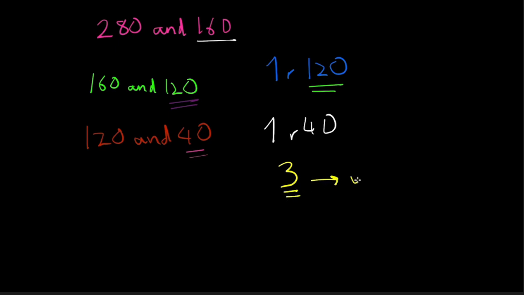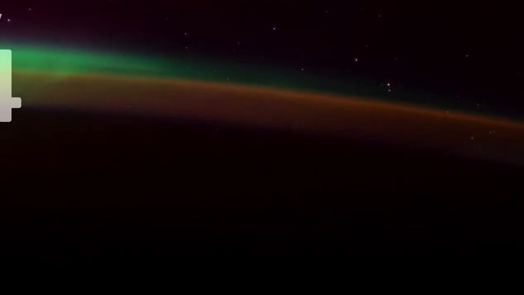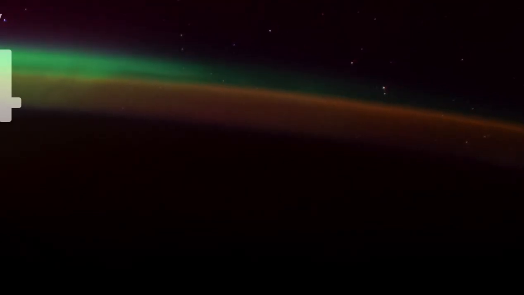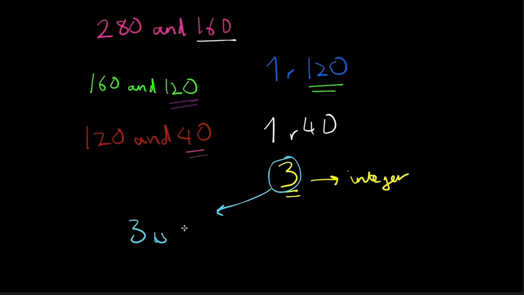That is an integer. An integer means a whole number. It's just a more fancy word. And when we hit an integer, this is a different pattern without remainders. So this means the 40 is the HCF of these numbers. 40 is the highest common factor of 160 and 280.